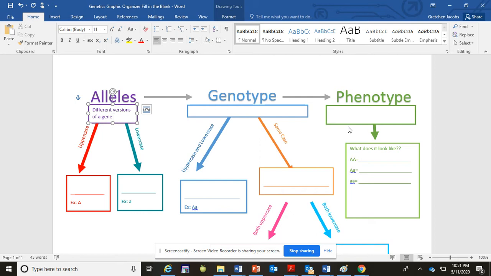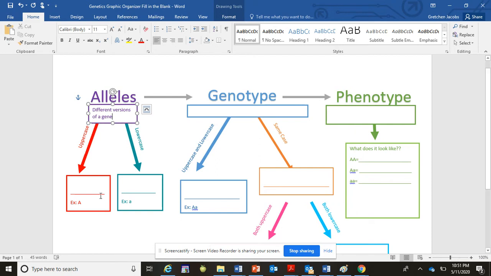An example of an allele would be: you have a gene for eye color. You could have a brown allele, and you could have a blue allele. You could also have a green allele. So the gene is eye color, and the different variations are called alleles.